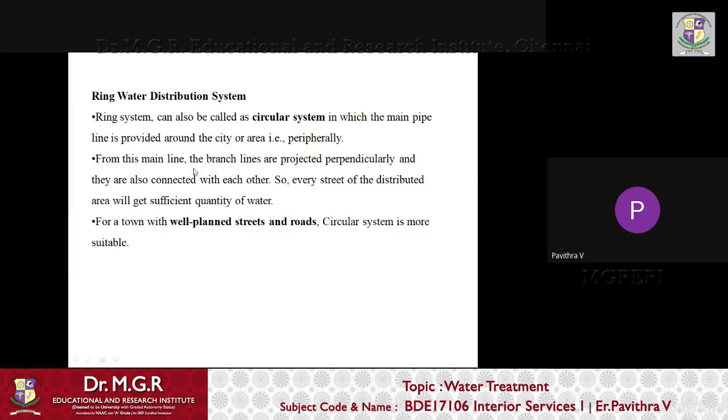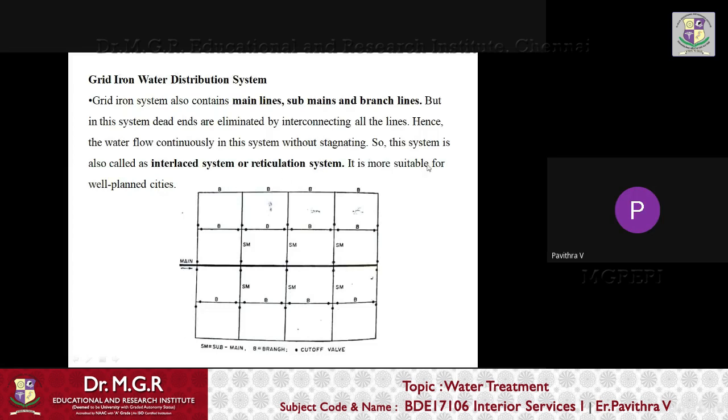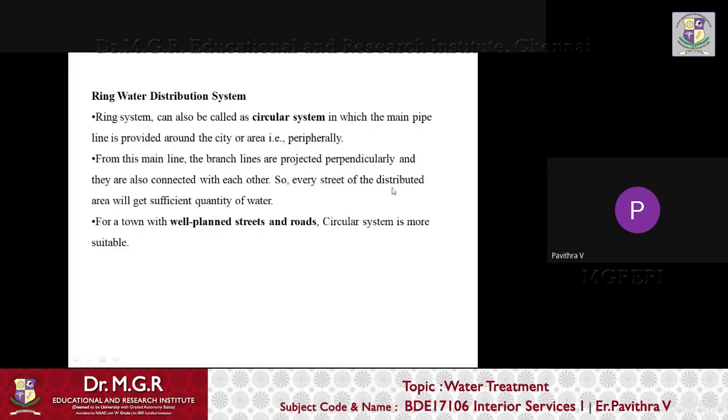From this main line, the branch lines are projected perpendicularly, and then they are connected with each other. So every part of the distributed area will get a sufficient quantity of water. The grid iron system is very suitable for well planned cities, but the ring system is very suitable for well planned streets and roads. So for a town the ring system will be very suitable, and for a city the grid will be very useful.